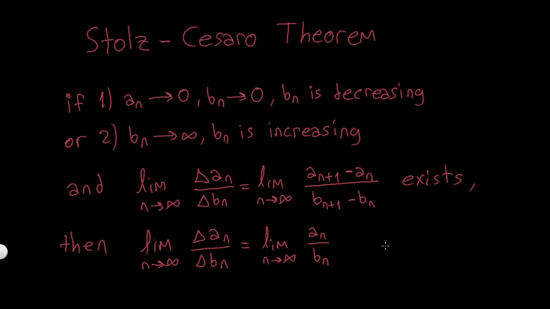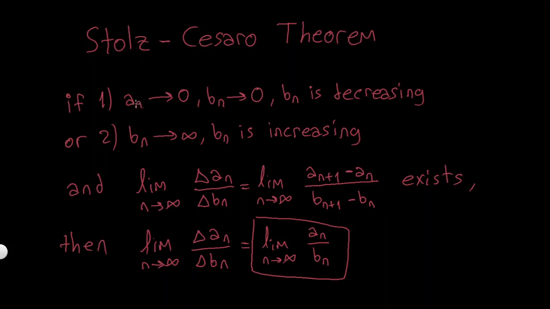In this video I'm going to introduce you to a very important theorem to calculate limits of sequences, and in the end we will also have an example. I'm going to prove this theorem for the first case. So we basically have two cases. Our goal is to calculate this limit as n goes to infinity of an over bn.